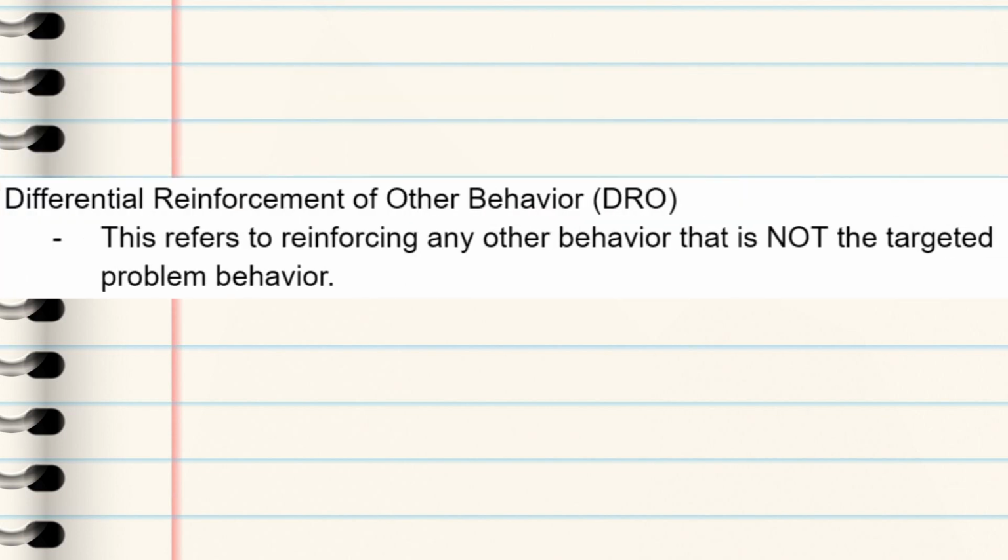The next type is differential reinforcement of other behavior. This refers to reinforcing any other behavior that is not the intended problem behavior. This can also refer to reinforcing another person who is emitting the target behavior of interest.